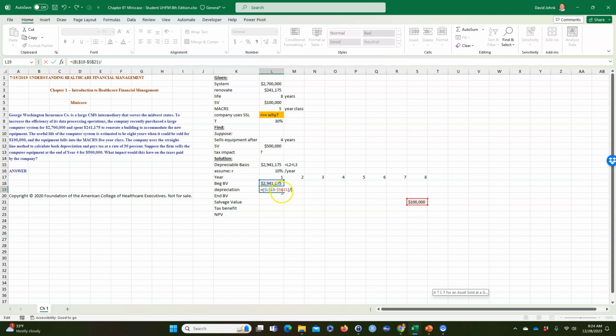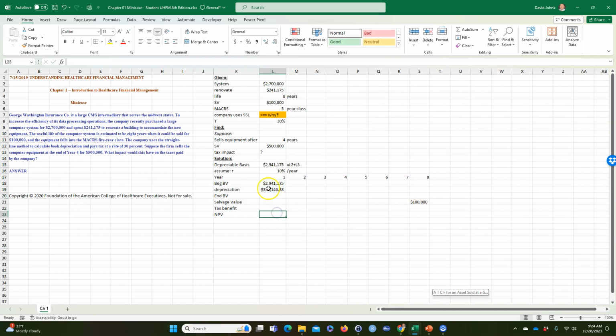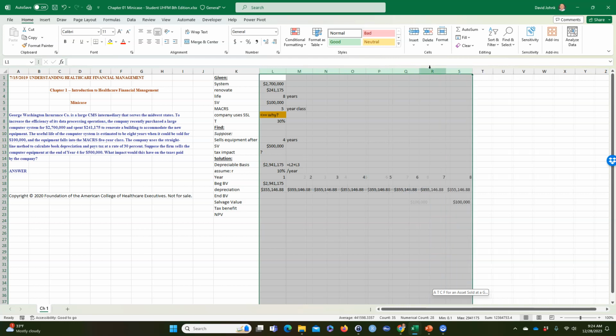And then the life is 8 years. I'm going to go ahead and F4 that too. Okay. And then I'm going to hit enter. So each year I'm going to depreciate it that much. Straight line means you're going to depreciate it the same amount each year.